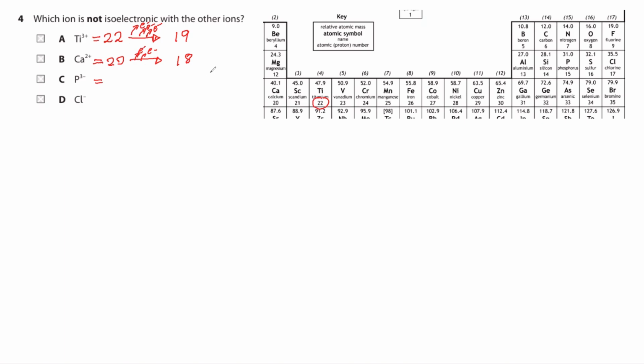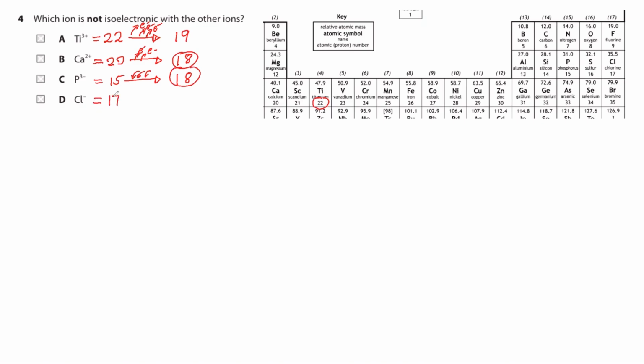Then phosphorus atomic number is 15. Minus means you are gaining electrons. Minus 3 means you are gaining 3 electrons. For 15 electrons, if you get 3 more electrons, it will become 18. Now you know the answer, because 2 of them are the same, 1 is different. So if B and C have 18 electrons, we can guess D also should have 18 electrons. But we'll check.